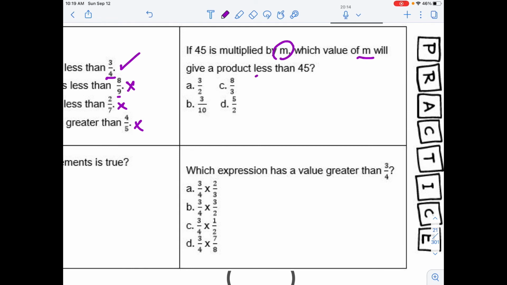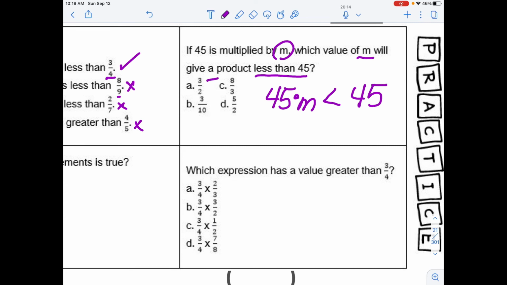Now the next one, if 45 is multiplied by M, which value of M will give a product less than 45? So if I have 45 times M, which value of M will give me a product less than 45? So if you write that out, that will definitely help. So I'm looking for a fraction. Remember, it has to be a proper fraction. It has to be less than a whole.